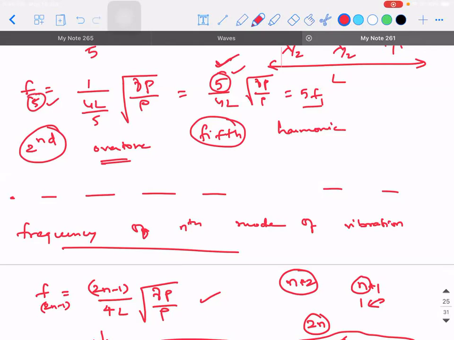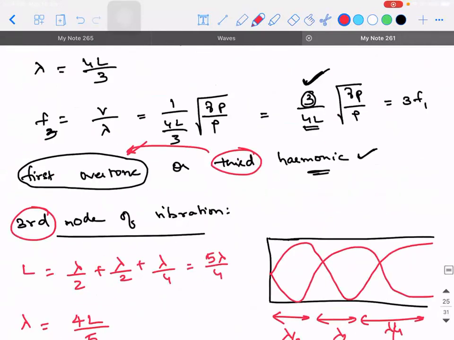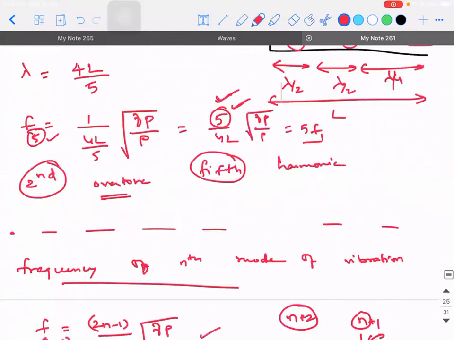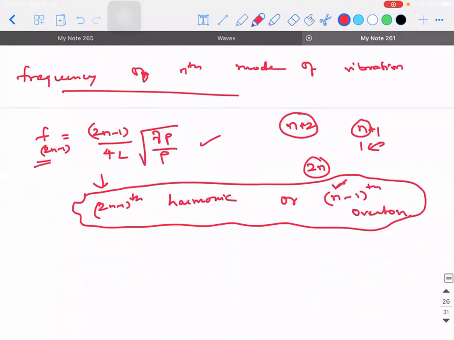Here it is 5, the numerator is also 5. Here it is 3, the numerator is also 3. So this is not fn, this is f of 2n minus 1. So f of 2n minus 1 is equal to 2n minus 1 by 4L into root of gamma p by rho, where that frequency is called the 2n minus 1th harmonic or n minus 1th overtone. Now you calculate and see, you will get it.